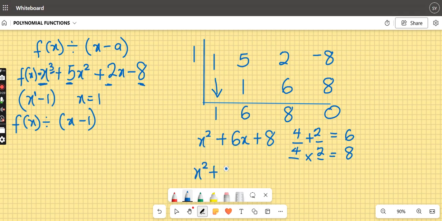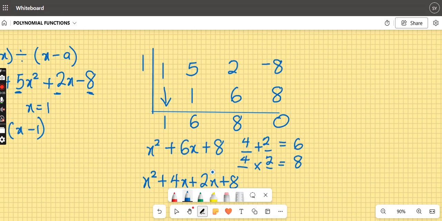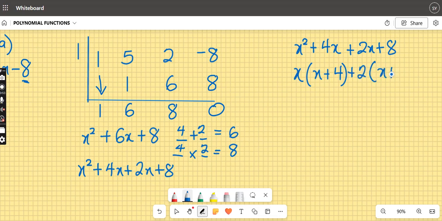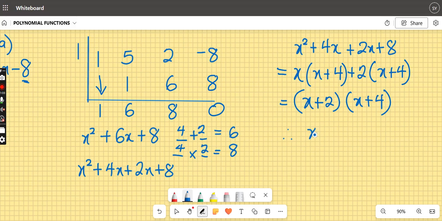Let's substitute: x squared plus 4x plus 2x plus 8. So we can do factorization by grouping, 2 at a time. x out, x plus 4, plus 2 out, x plus 4. And so we are going to have x plus 2, x plus 4. So therefore, the other linear factors are x plus 2 and what? x plus 4.